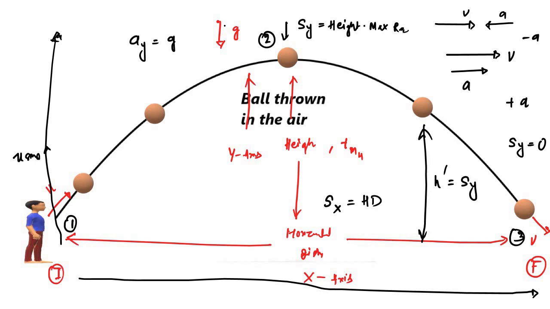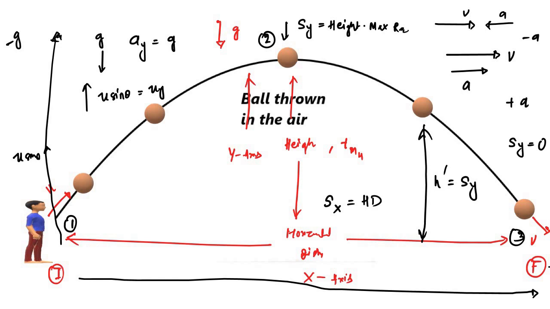From point 1 to point 2, the component of motion in the y direction is upwards, u sin theta. And gravity, that is acceleration due to gravity, is acting downwards. So during the upward motion of the ball from point 1 to point 2, gravity will be taken negative, minus g.